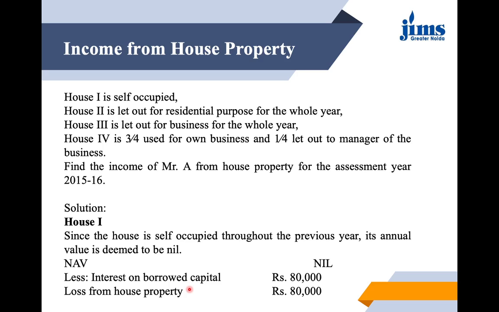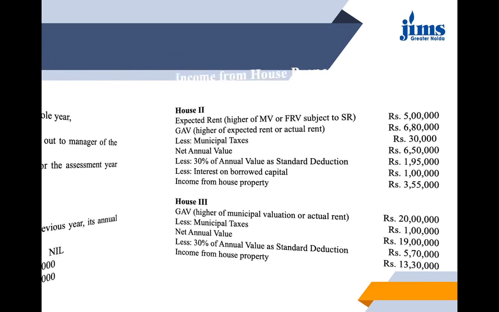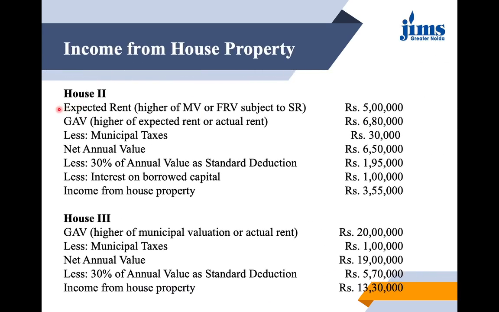Okay, let us have a look at house 2 now, which is let out for residential purpose for the whole year. In this case, the expected rent would be considered as 5 lakh rupees, because we need to consider the higher of market value or fair value, subject to the standard rent, which means it cannot go beyond the standard rent. Then we can find our gross annual value, which is the higher of the expected rent or actual rent. Actual rent is more, so we will consider it as 6,80,000.